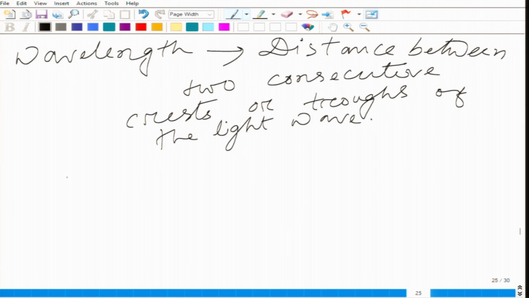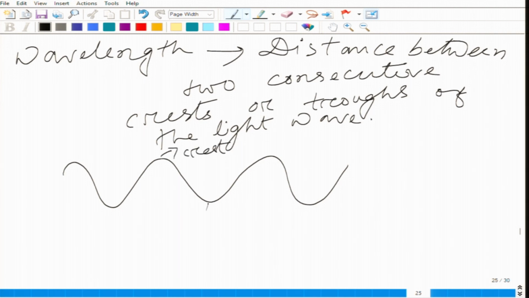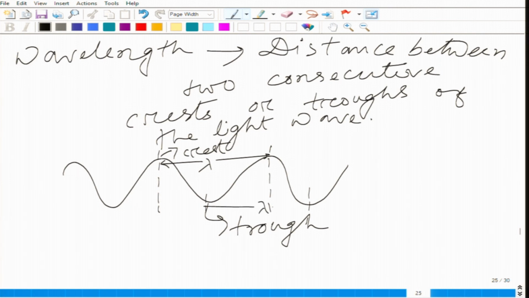So, if this is a wave, okay, these are called crests, and these are called troughs. The distance between two crests is called wavelength, and also the distance between two troughs can be called wavelength. Wavelength is denoted by this symbol lambda.